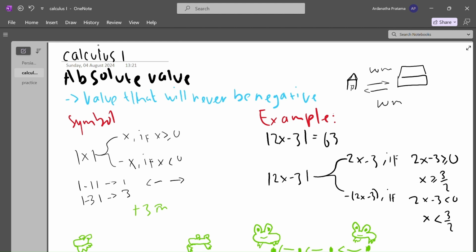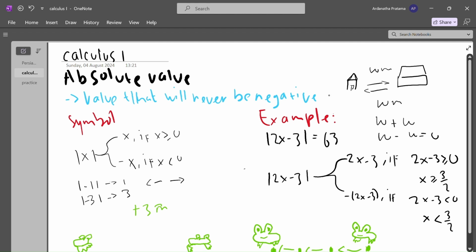If you add that value, you get 10 minus 10. It means you have no move. The distance you have traveled is still 20, which is 10 plus 10, and the displacement is 10 minus 10, which is 0, because you stay at your house at the end.